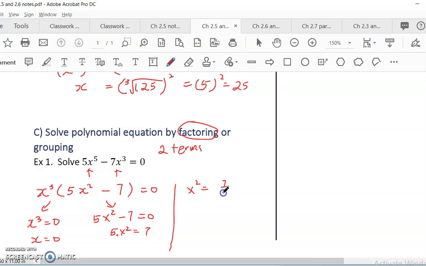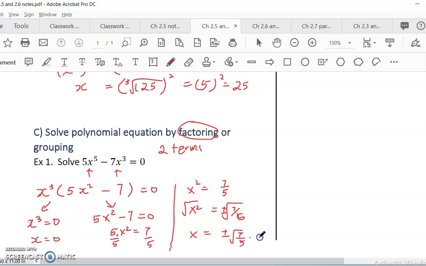So 7 over 5. Clean up everything outside of the square. Divide by 5, divide by 5. And now I'm going to do square root, right? Square root square equal to, but on this side, remember to do plus and minus, 7 over 5. So x would equal plus and minus square root of 7 over 5.